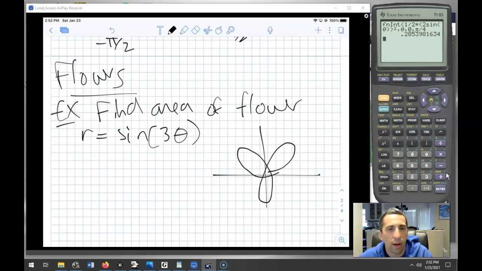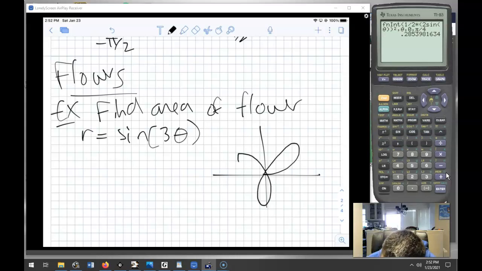So this is a great real life problem because if someone gives you a flower for a date or prom or whatever, you might just be thinking, well, this is a great flower, but I wonder where the area is. And now with polar, you can find it. I'm also going to redraw this because it's god-awful. It goes through the origin a bunch of times, and it's symmetric. That's what it looks like.